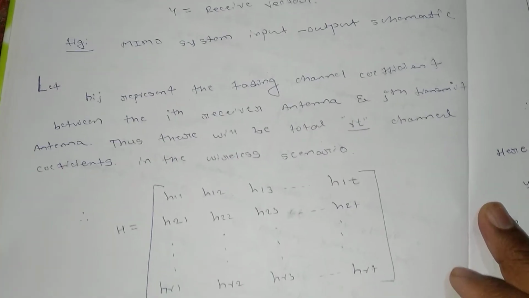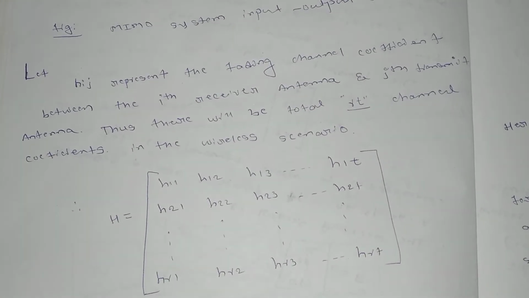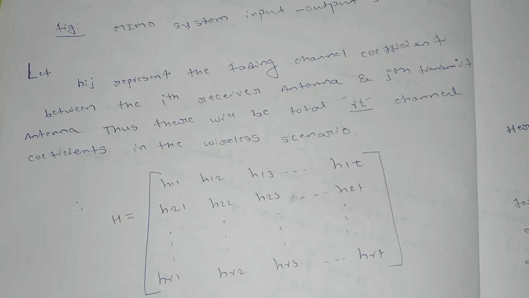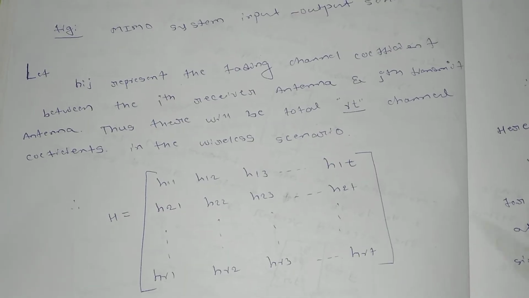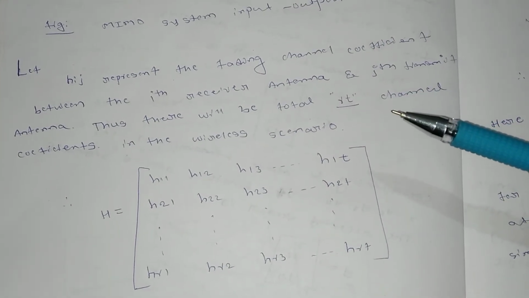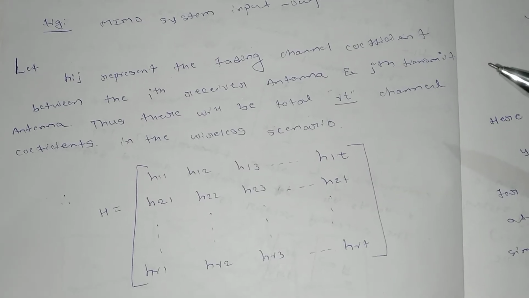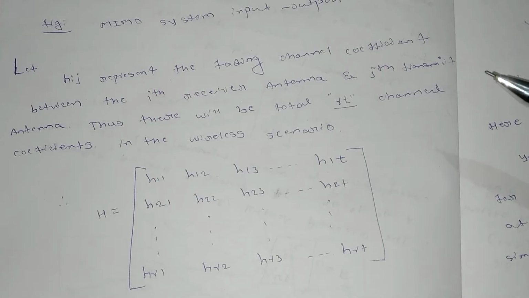Then the next thing is how to create the channel matrix. The channel will be random, and it will have channel coefficients which will be multiplied with the signal while transmitting. So we need to create a channel matrix as well. So let Hij represent the fading channel coefficient between the ith receiving antenna and jth transmit antenna. Thus there will be a total of R cross T channel coefficients in the wireless scenario.